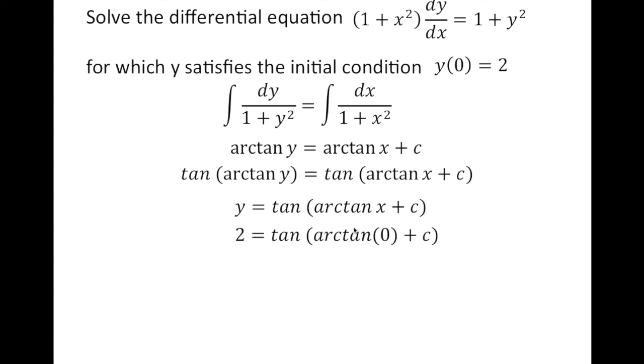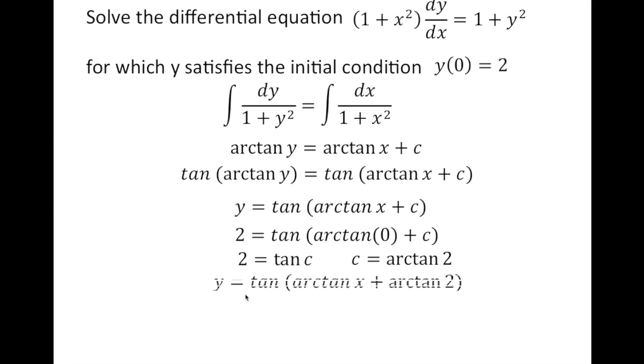And then we can now get the value of arctangent of 0, which is actually equal to 0. So this will result in 2 is equal to tangent of c, and we can now get c, which is equal to arctangent of 2. So after obtaining the value of c, we can go back to this equation. So y is equal to tangent of arctangent of x plus c, which is arctangent of 2.